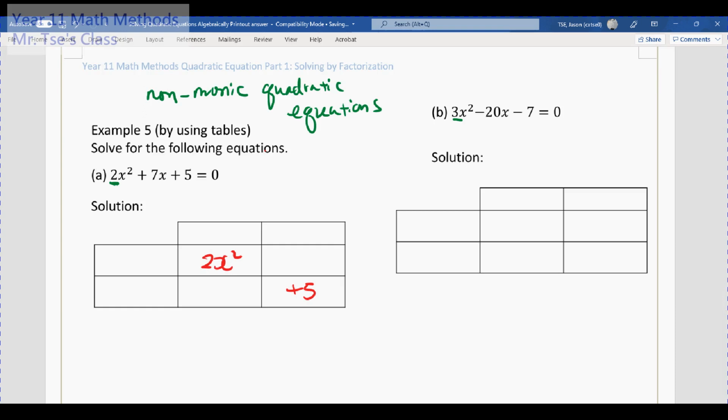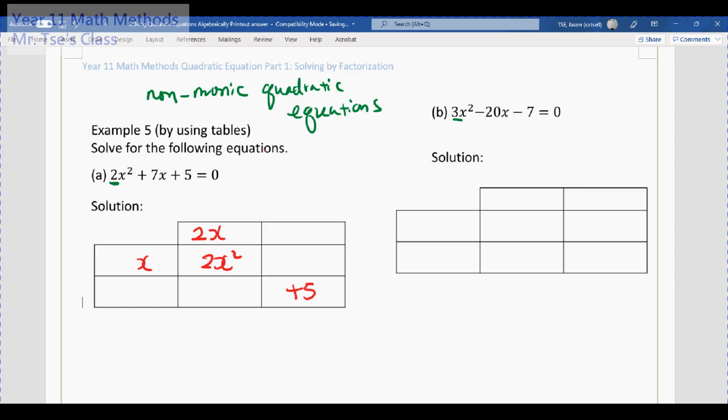And how can I get 2x squared by multiplying 2 terms here? Of course, you can't just say x times x, because x times x is just x squared. You can't get that 2. So how about I write 2 here? So 2x times x is 2x squared. So that works, it seems.